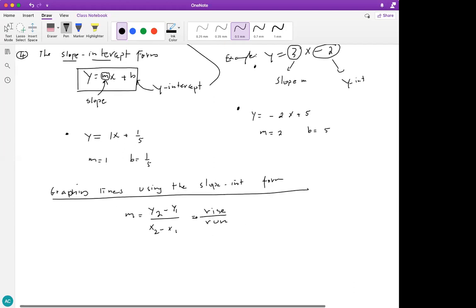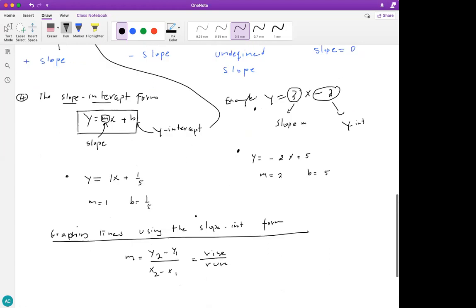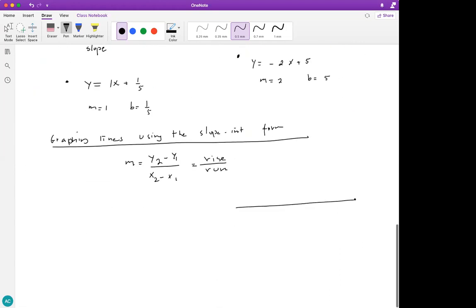So when you take 2 points, take this line here. So you have 2 points, and you want to go from one point to the other.